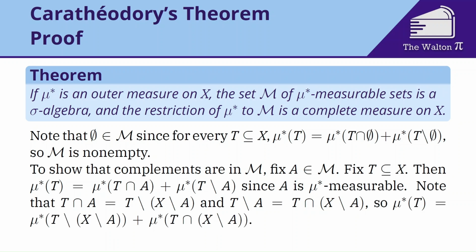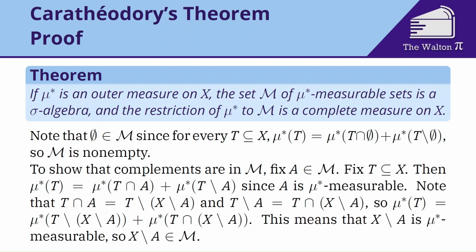So we can write mu star of T equals mu star of T minus X minus A plus mu star of T intersect X minus A, which is exactly what we need to be able to conclude that X minus A is mu star measurable, since it satisfies our Carathéodory criterion. So that tells us that X minus A is in M, so M is closed under complements.